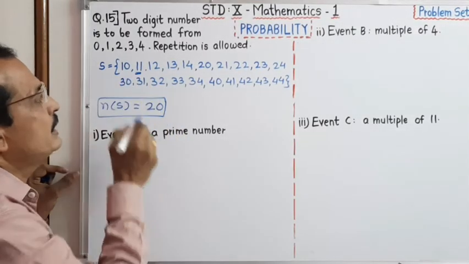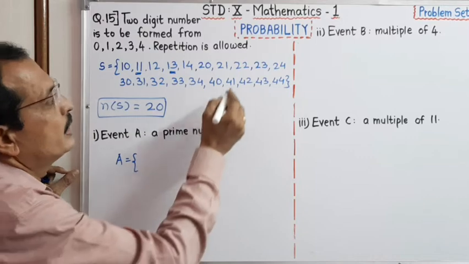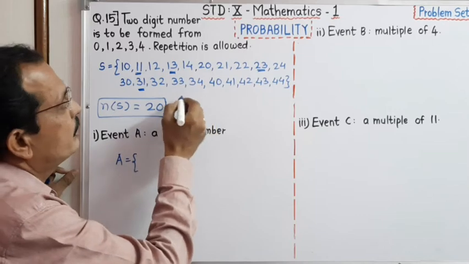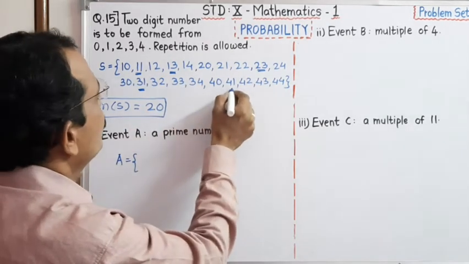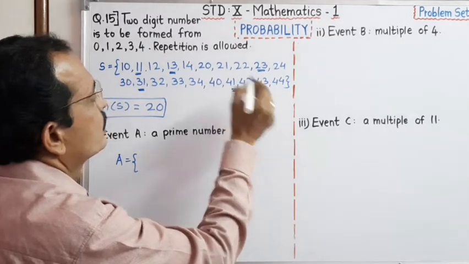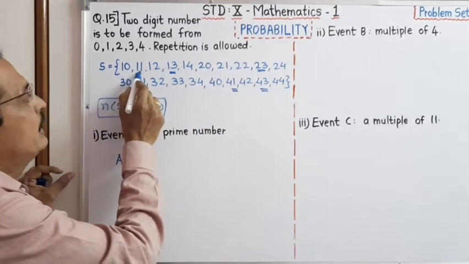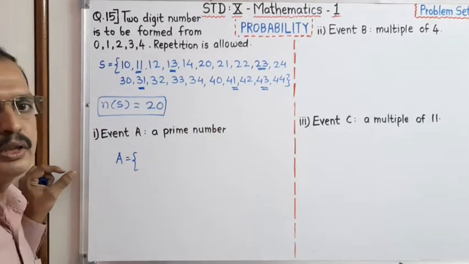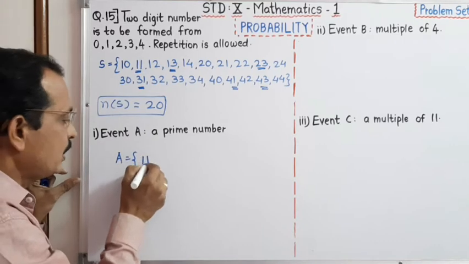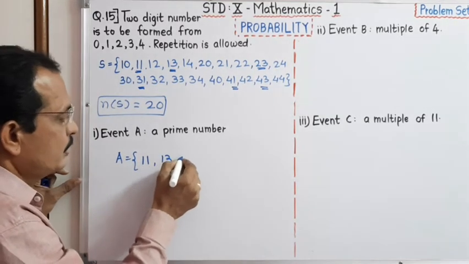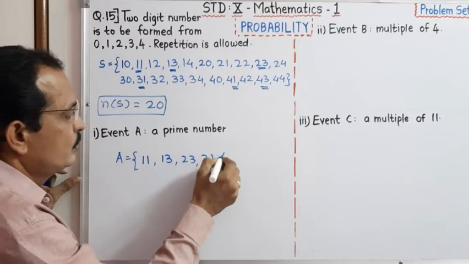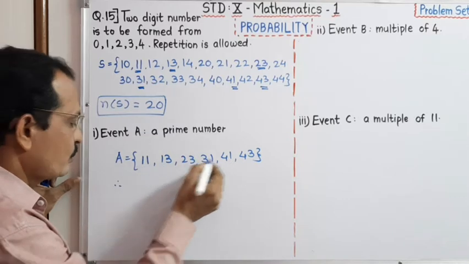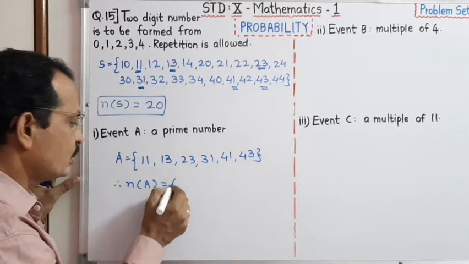First is 11, then 13, then 23, then 31, 41 and 43. Dear student, 11, 13, 23, 31, 41 and 43, all these are prime numbers. Therefore, counting 1, 2, 3, 4, 5, 6, the number of A is equal to 6.